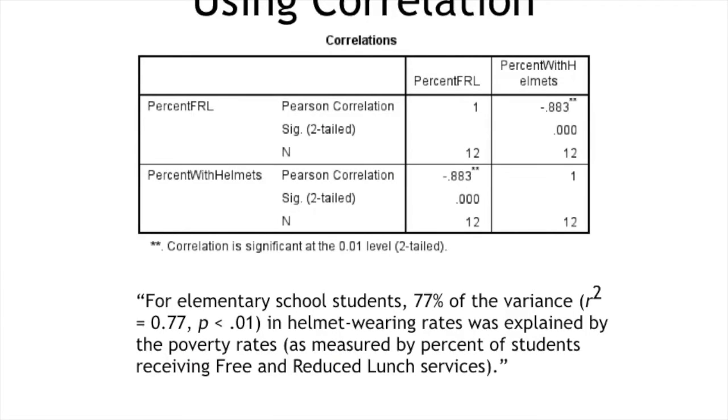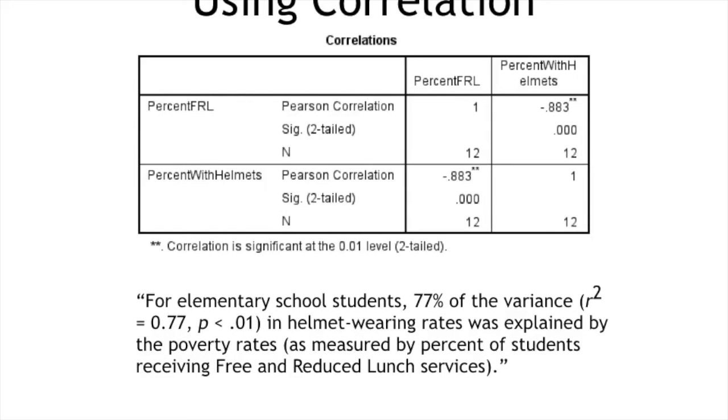I'm turning back to my bike helmet's poverty correlation from the previous lecture to give an example of how you report this explanation of the variance. Please remember that my example of reading scores and parent education was completely made up. To report the explanation, going back to the bike helmet idea, I would suggest for elementary school students, 77% of the variance, r squared equals 0.77, p less than 0.01, in helmet wearing rates was explained by the poverty rates as measured by percent of students receiving free and reduced lunch services.